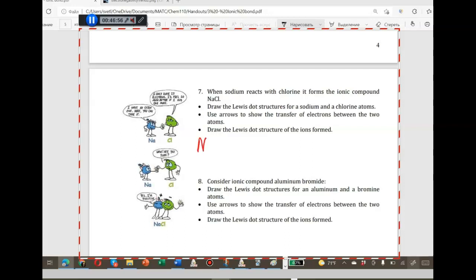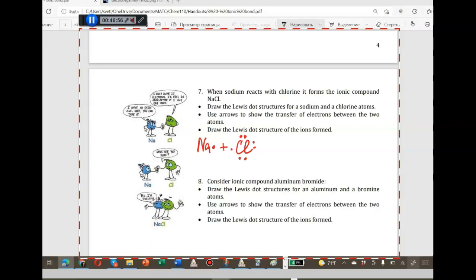So sodium is from group number 1A. That means that it has only one valence electron. And I will show this one electron with one dot in the Lewis dot structure. And chlorine has 7 valence electrons because it's an element from group 7A.